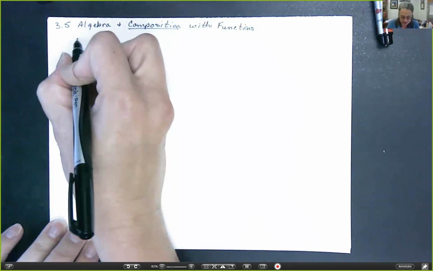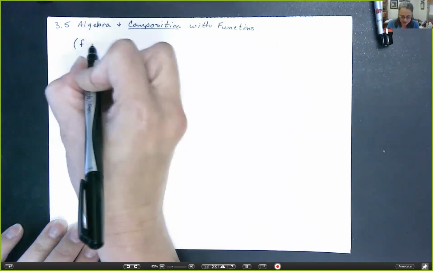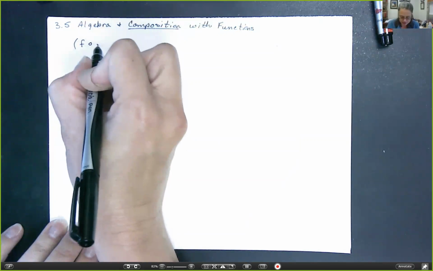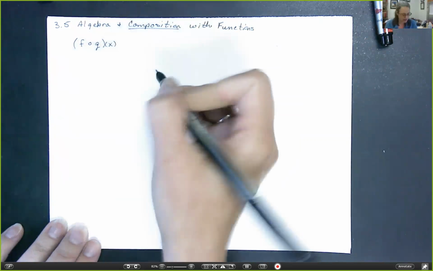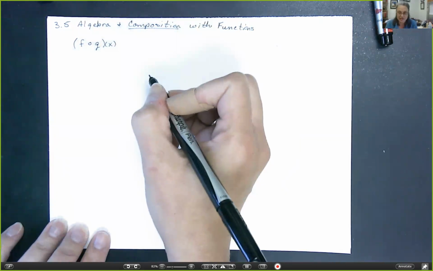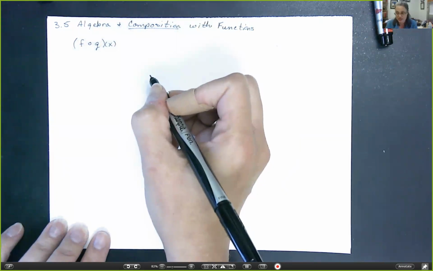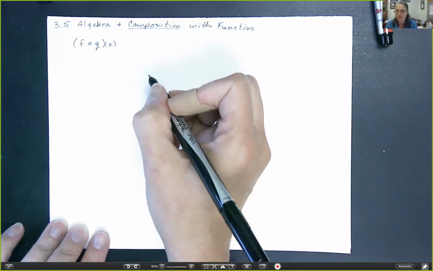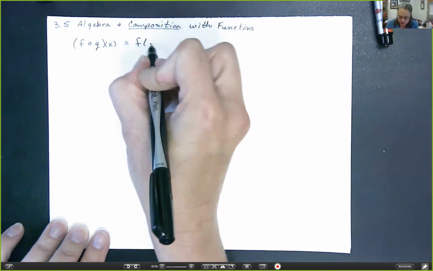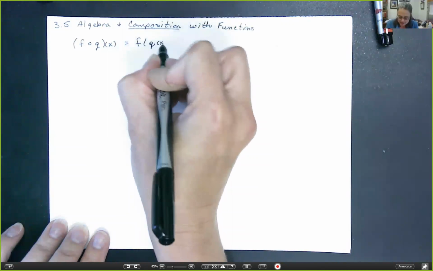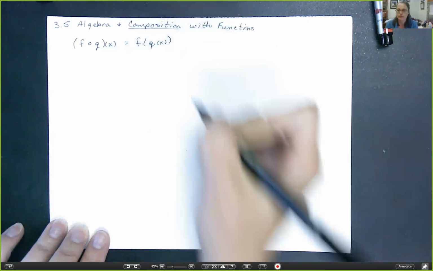You're going to see things that look like F, open circle, G of X. This means composition. That means we are composing F and G together. What it really means is that we are putting G of X into F of X.